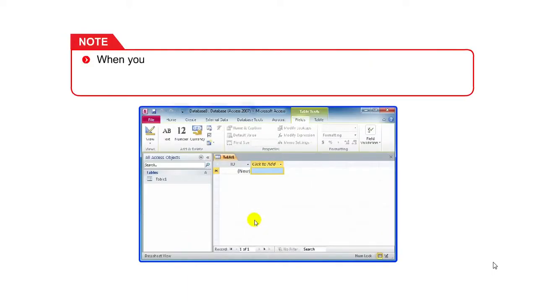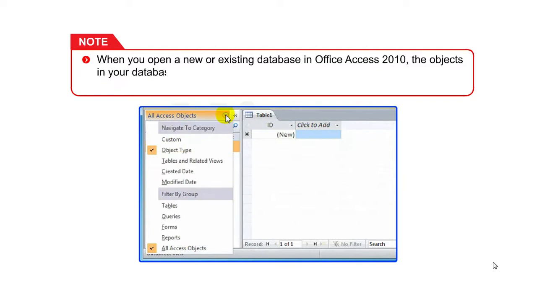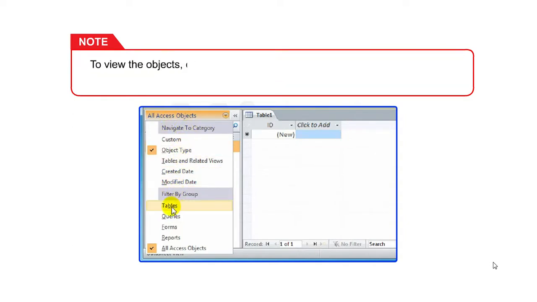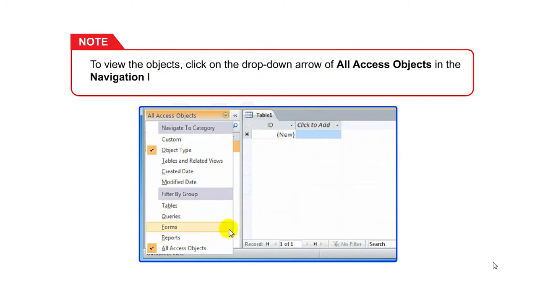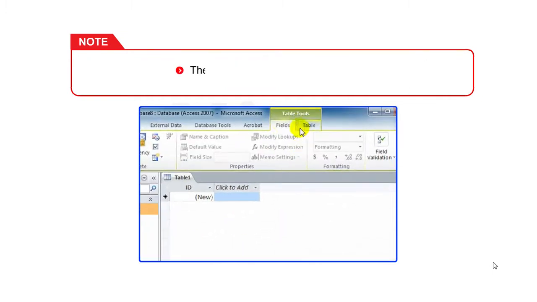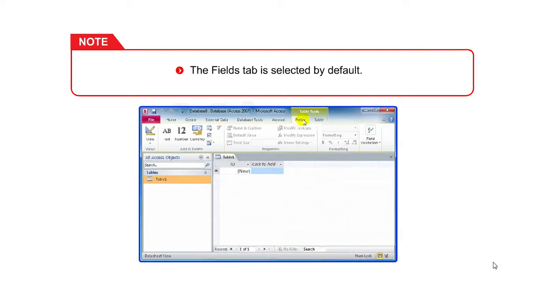Students, note that when you open a new or existing database in Office Access 2010, the objects in your database, tables, forms, queries, reports, etc. appear in the navigation pane. To view the objects, click on the drop-down arrow of All Access Objects in the navigation pane. The Fields tab is selected by default.